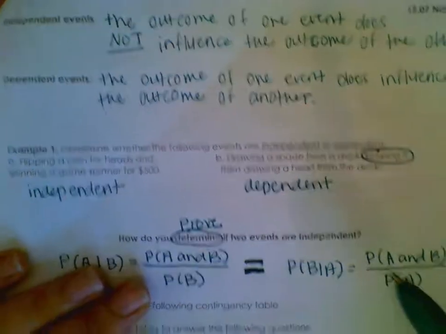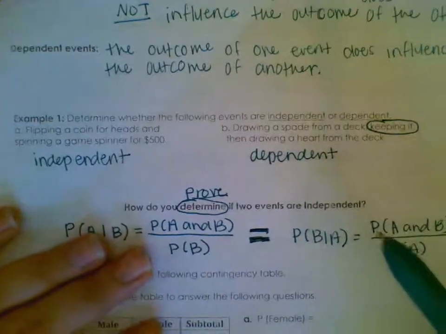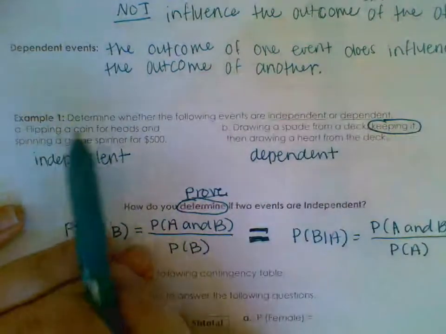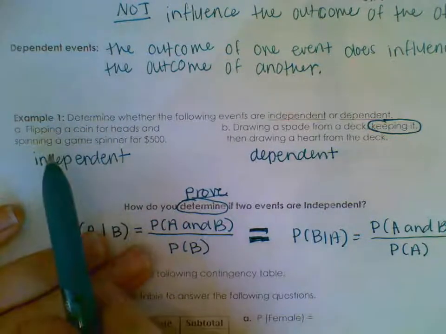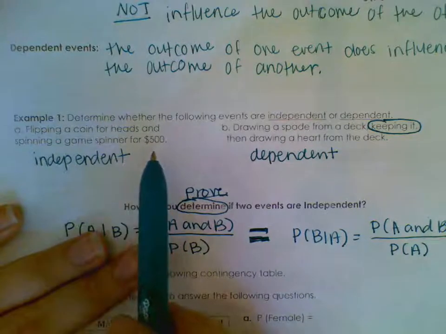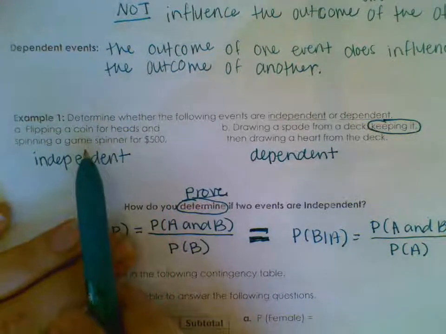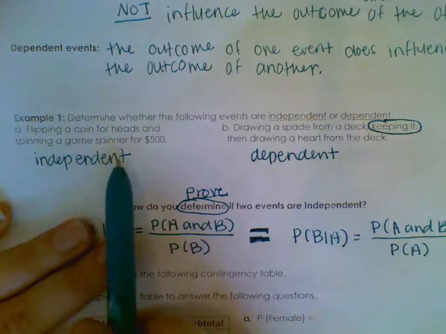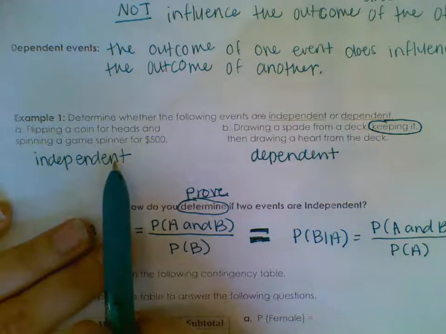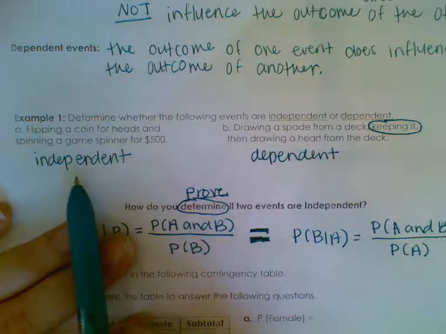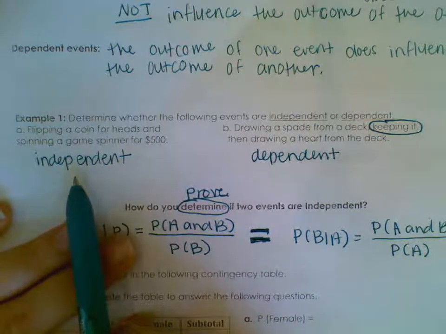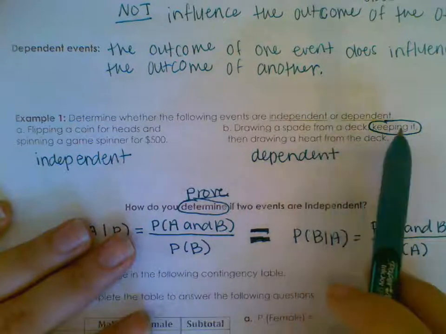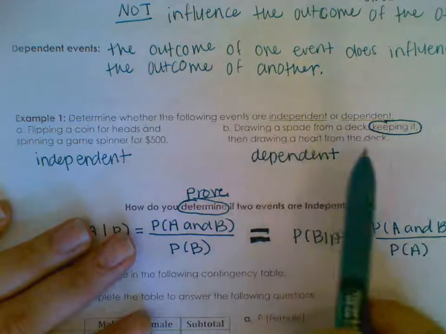Okay, so let's look at some ways to determine whether or not events are independent or dependent. So if we flip a coin for heads and then spin a game spinner for $500, if I flip that coin, it's going to have no effect on spinning that spinner. Flipping a coin does not do anything to change that spinner, so I know these events are independent of one another.